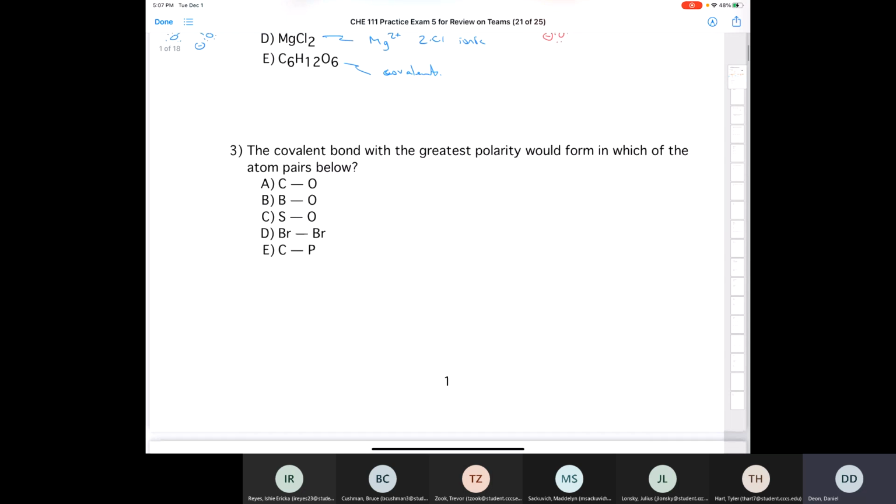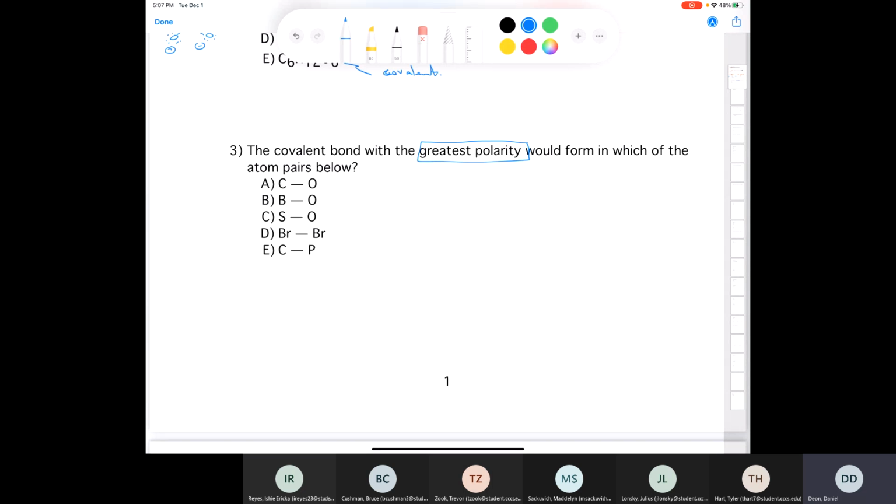All right. The next question, number 3: the covalent bond with the greatest polarity would form in which of the atom pairs below? So if we're looking for the greatest polarity, we're looking for the largest difference in electronegativity. We have carbon oxygen, boron oxygen, sulfur oxygen, bromine bromine, and carbon phosphorus. Well, I'm just going to reproduce some of the periodic table here quickly, just for us to work with. There we go. All right, so we have all the elements that we need here.